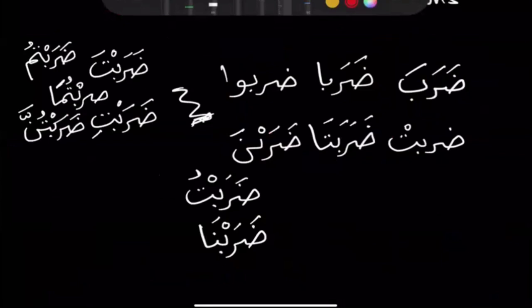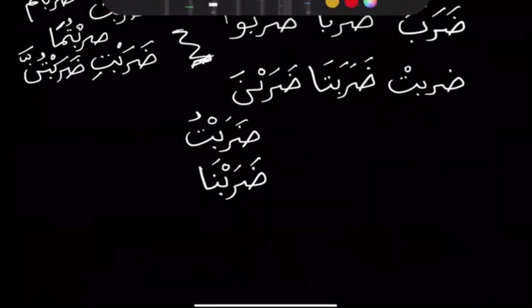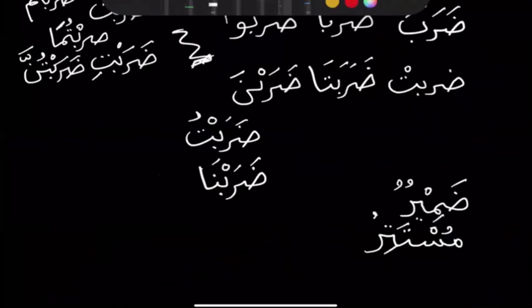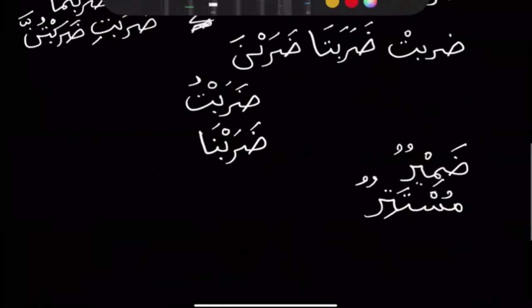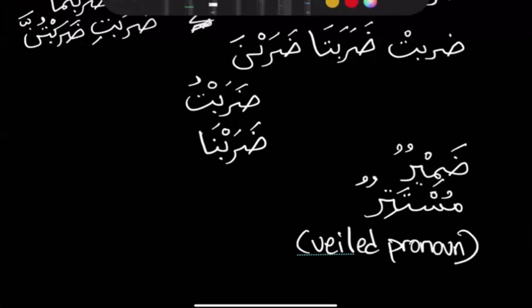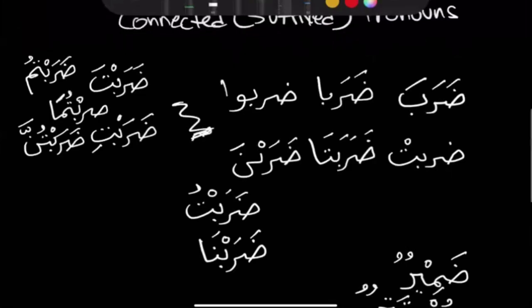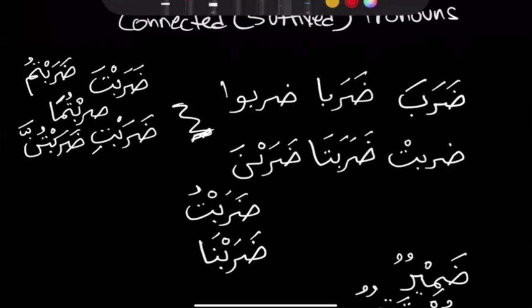It's called ضمير مستتر. ضمير مستتر. This means veiled pronoun. Veiled pronoun. In this case of ضرب, where is the connected pronoun? It's veiled. So we are just estimating it. Yani we are intending it. ضرب, and in our hearts means huwa.